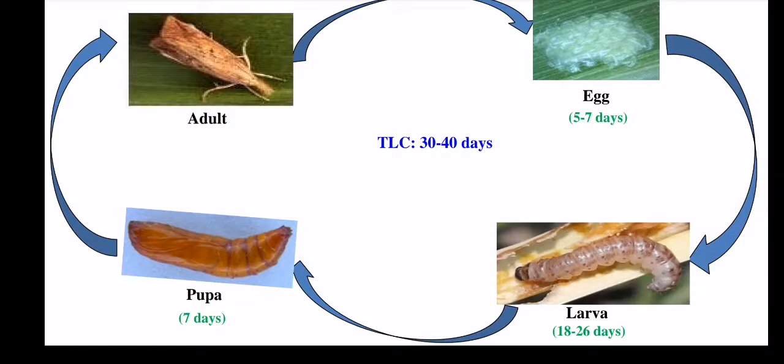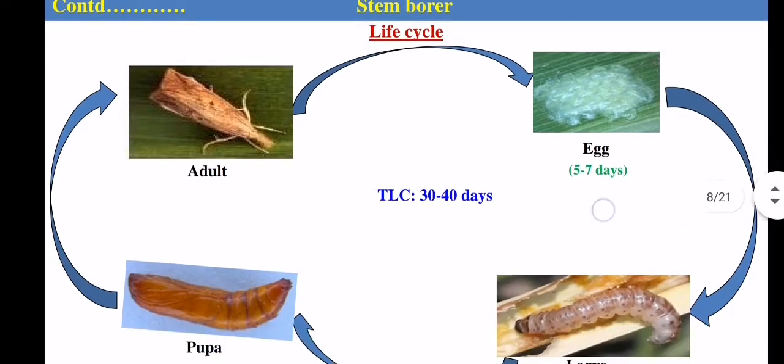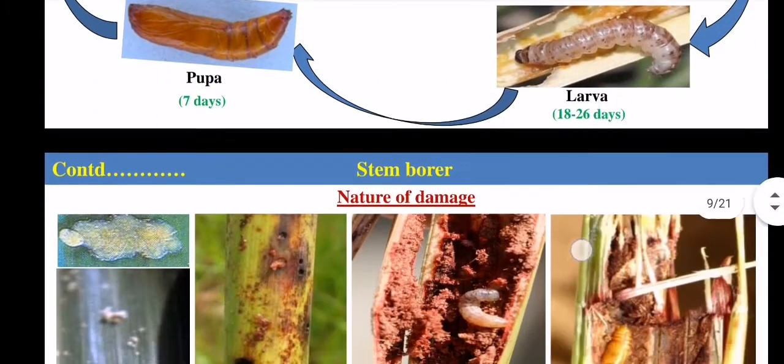You can observe the different stages of this insect: egg, larva, then pupa, then adult. So this is complete metamorphosis. It means when any insect or pest has 4 stages like egg, larva, pupa and adult, it is a complete metamorphosis. So this is the complete life cycle of the stem borer.